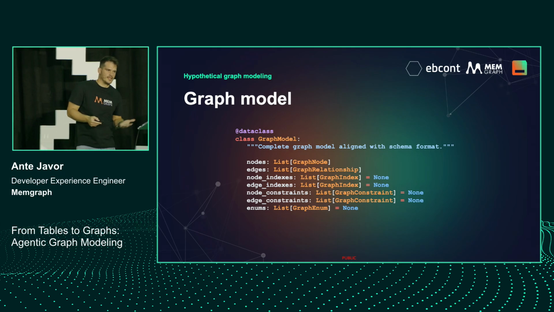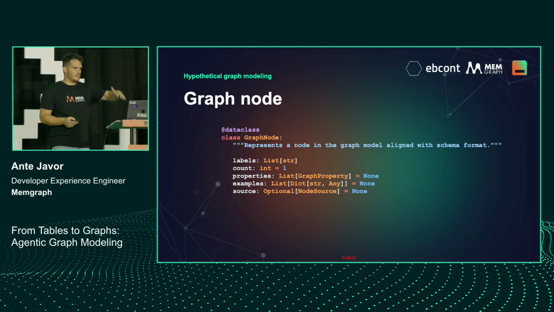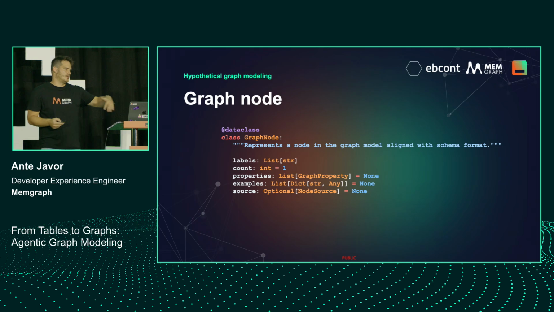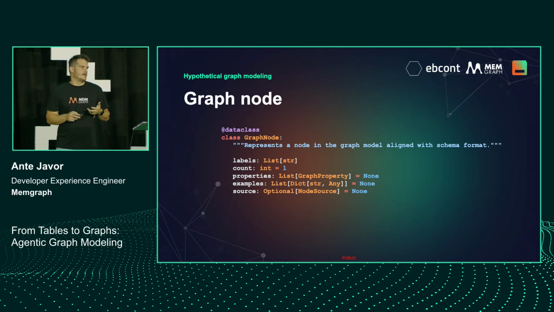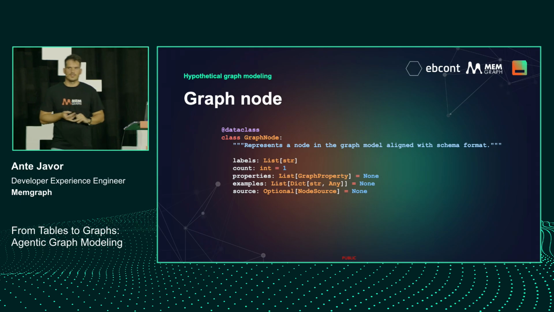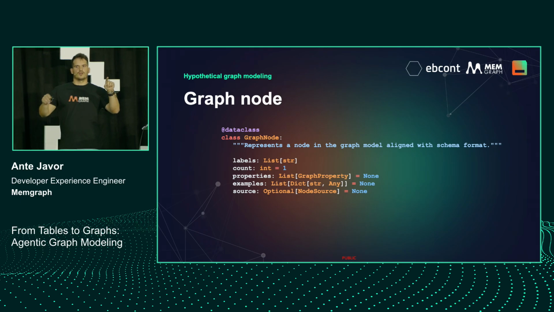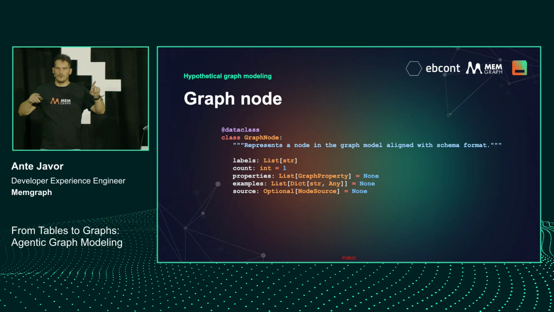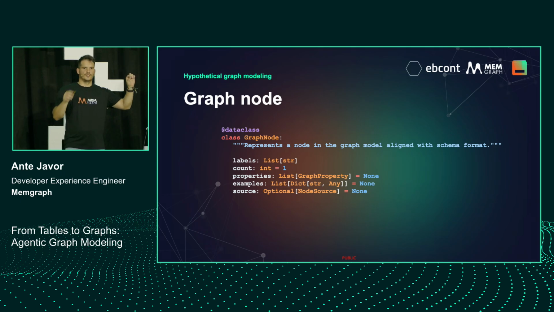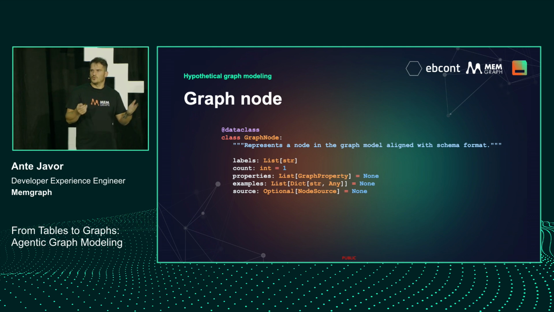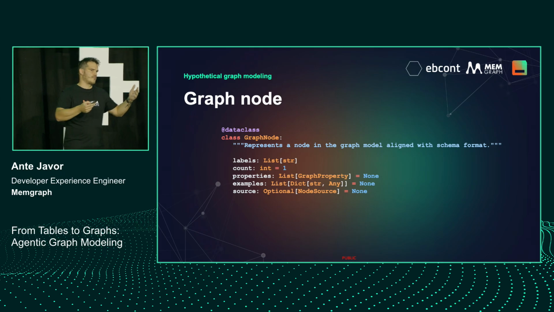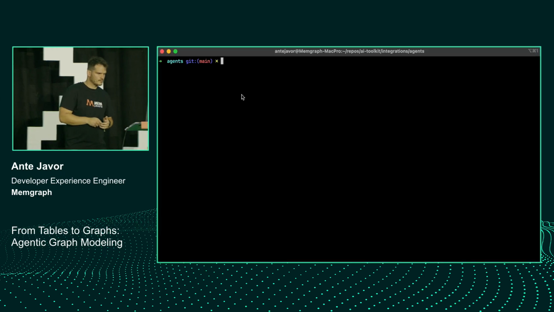Going one level deeper, each node, as Dino had said, has labels and properties, but we also have a source node. This is quite important because if you're modeling the data and changing the graph model, you still want to have the connection back to your relational database. So if you, for example, change some label that has table counts, you want to keep track that you still have connections to that same table.